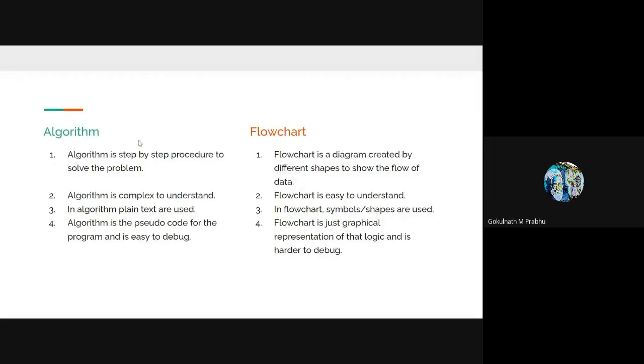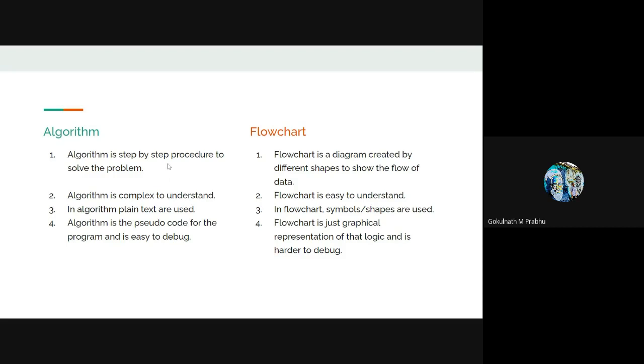So basically, I need to show you some differences between an algorithm and a flowchart. First of all, like I said in the definition, an algorithm is a step-by-step procedure to solve a problem, and a flowchart is a diagram, a graphical thing that can show the flow of data.